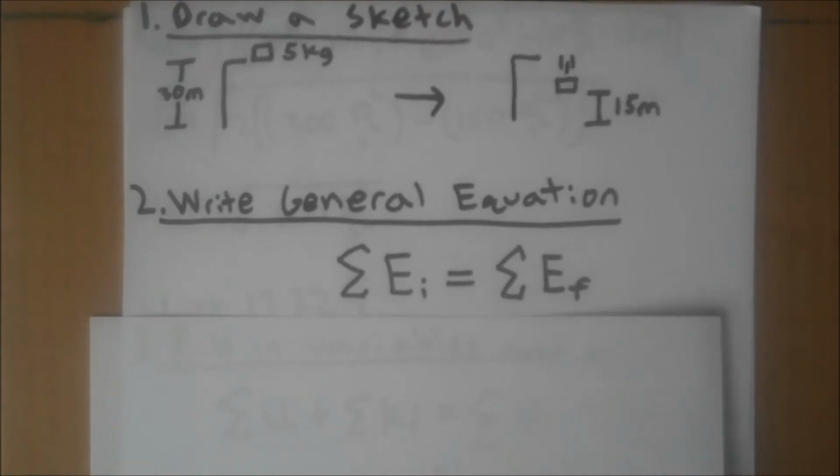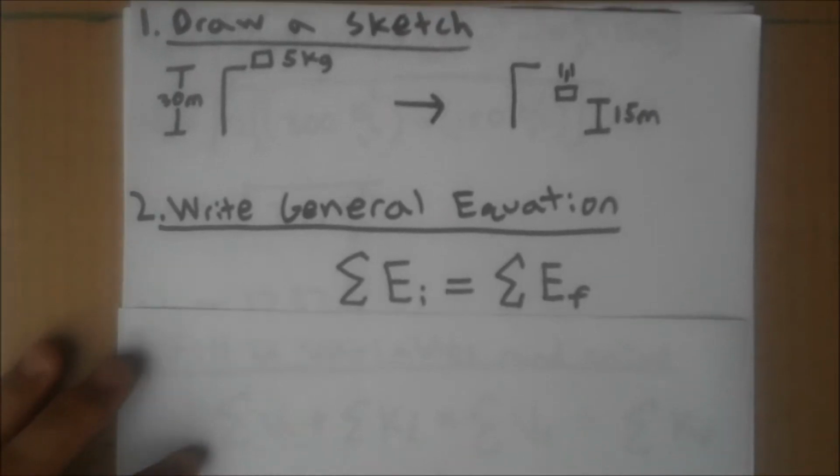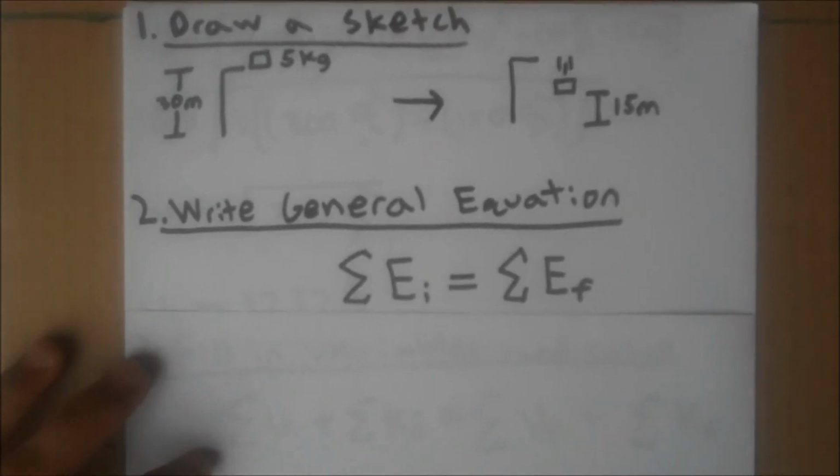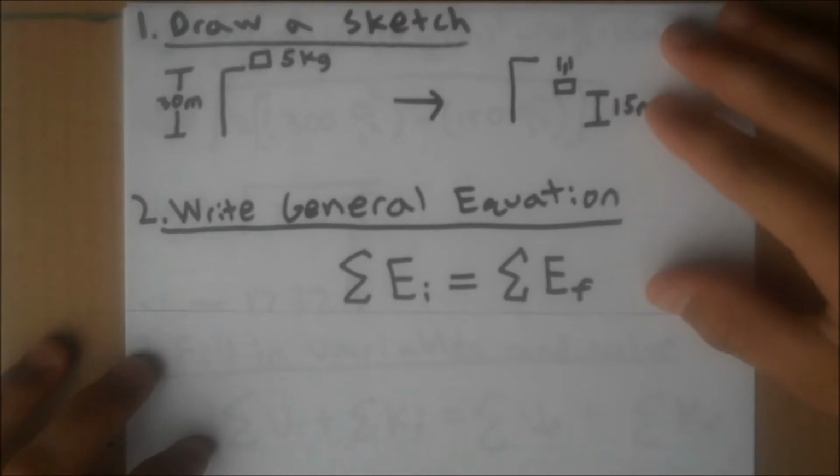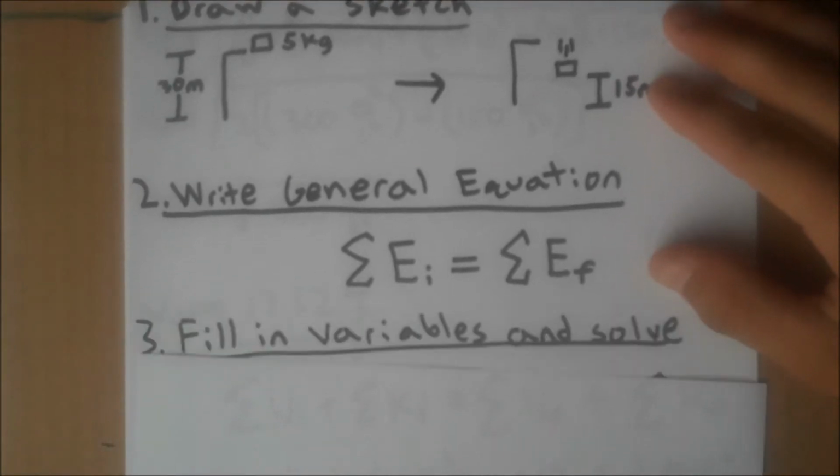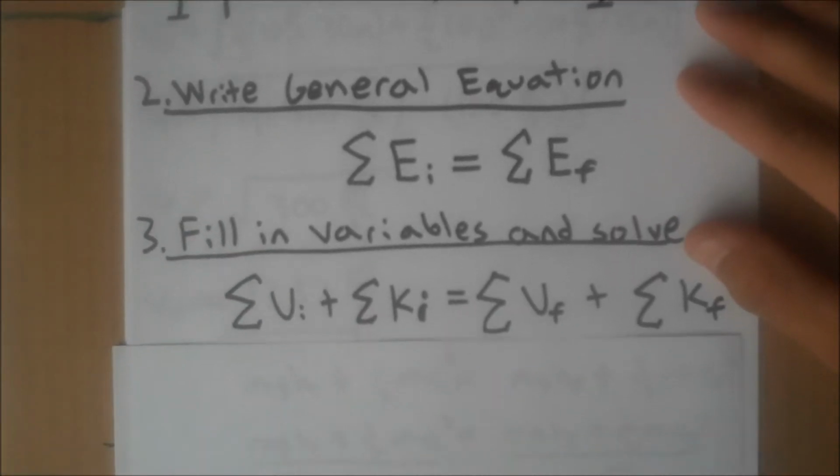Now, let's write the general equation. We'll be using energy methods. The sum of the initial energies equals the sum of the final energies. Because it's a closed system, we'll assume there's no air resistance. This is the law of conservation of energy. Then we'll fill in our variables and solve.